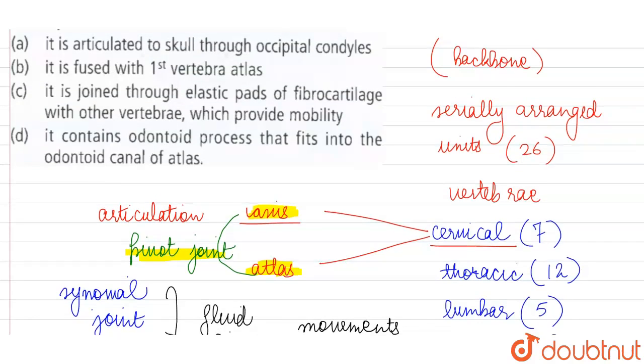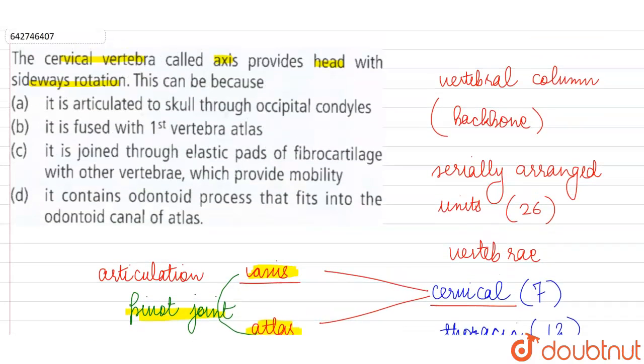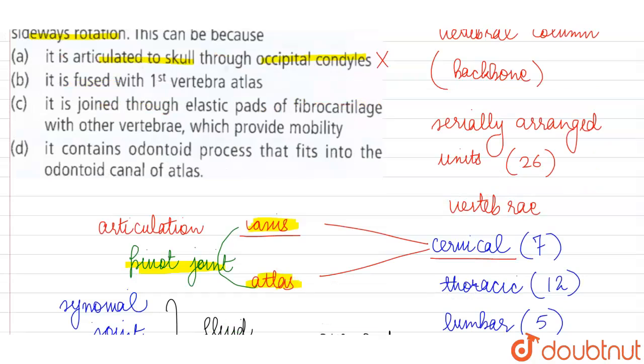And so let's read the options that have been given to us. First, they're saying it is articulated to skull through occipital condyles. So the axis is the second vertebra, not the first. So it is not articulated to the skull. The atlas joins to the skull.